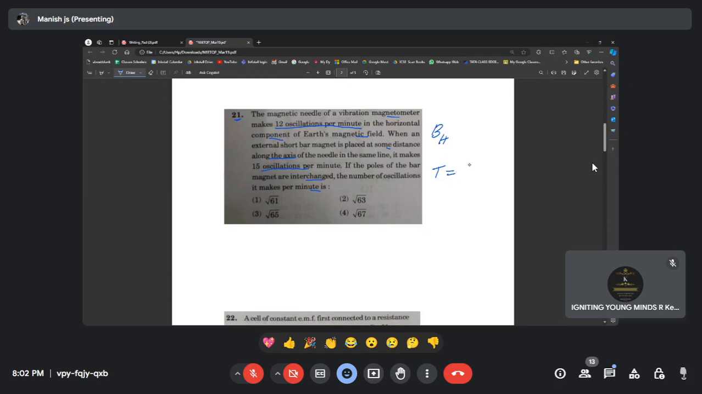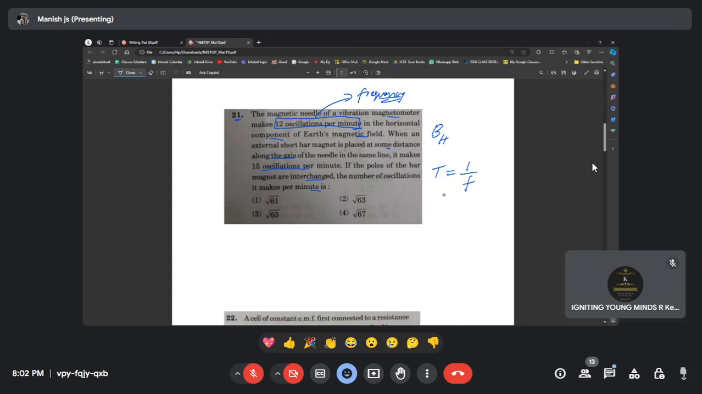We all know time can be written as the reciprocal of frequency, right? Here they have given oscillations per minute. Now, what is this called? The number of cycles per minute, or oscillations per minute, represents frequency. So they have given the frequency in the question. So using frequency, we can find out the time period.